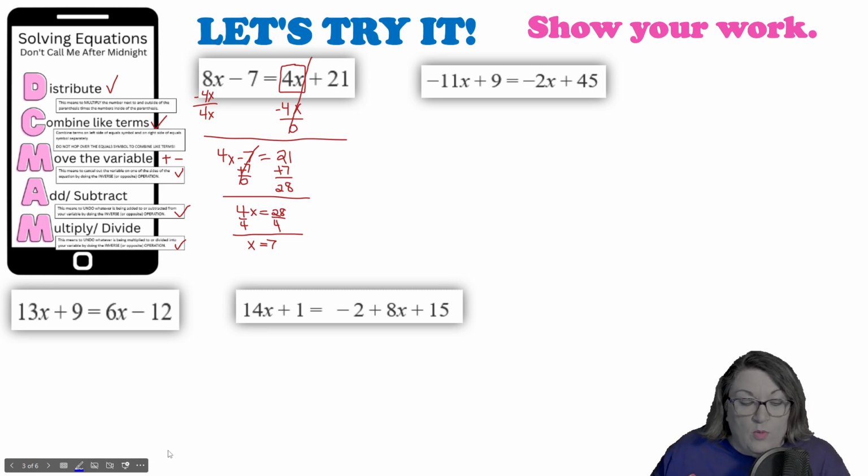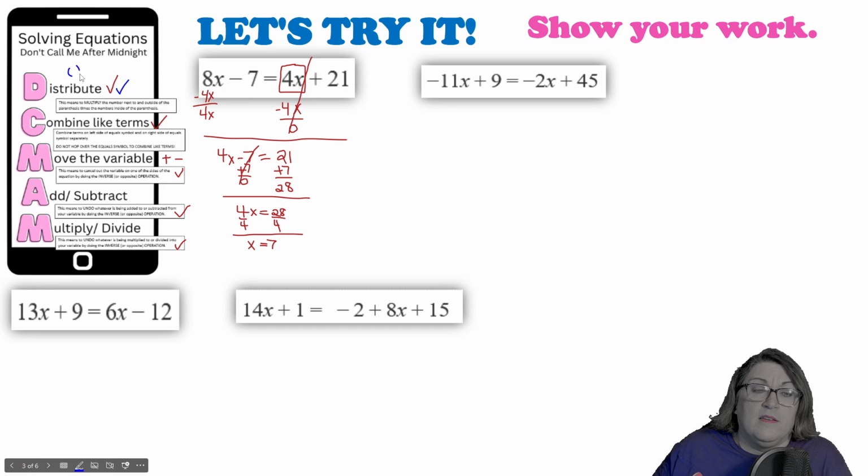All right, so now we are on this next one. And again, there's no parentheses. Remember, for distributive property, we need a parentheses. There is no parentheses. So we're not going to be distributing anything. Combining like terms, again, look on the left side. I cannot combine an x with a 9. And I cannot combine this negative 2x with this 45. So this is check. I can't do anything there.